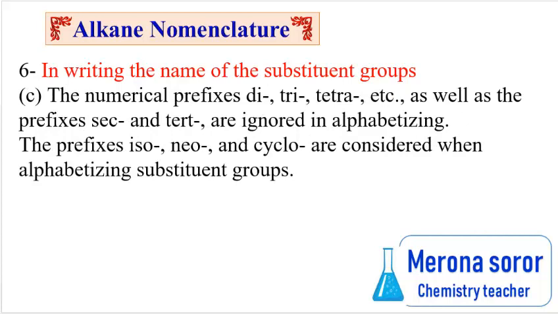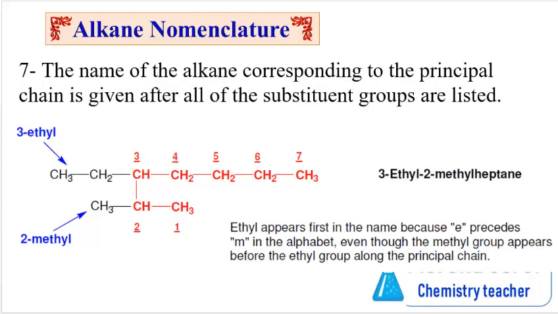Point C: the numerical prefixes di, tri, tetra, as well as the prefixes cis and trans, are ignored in alphabetizing. The prefixes iso, neo, and cyclo are considered when alphabetizing substituent groups. Step number 7: the name of the alkane corresponding to the principal chain is given after all of the substituent groups are listed. In our example, the final name is 3-ethyl-2-methylpentane.